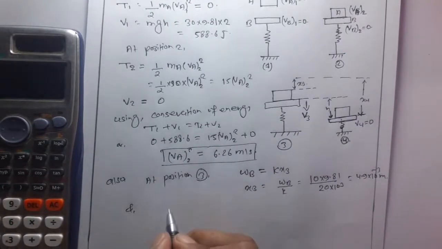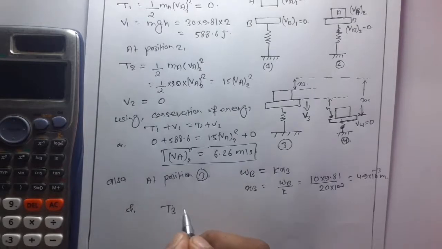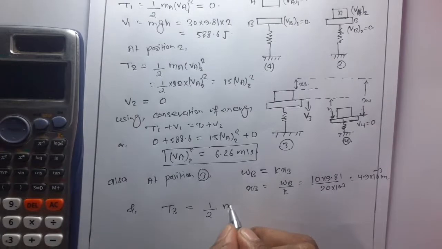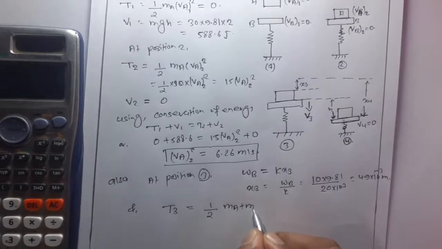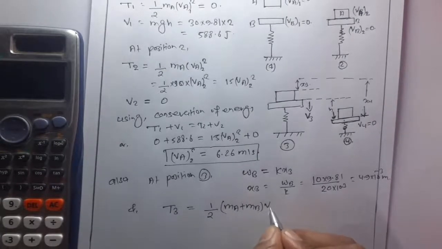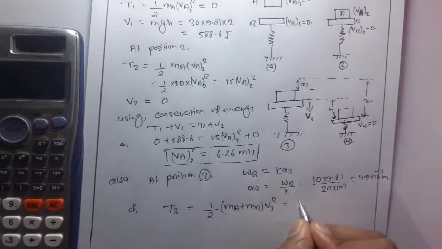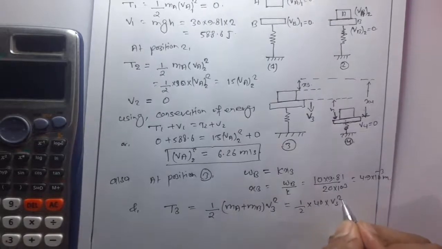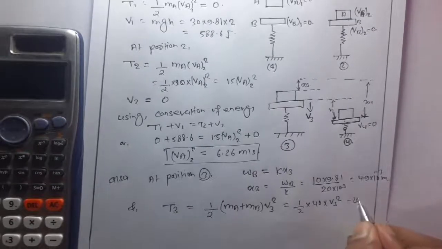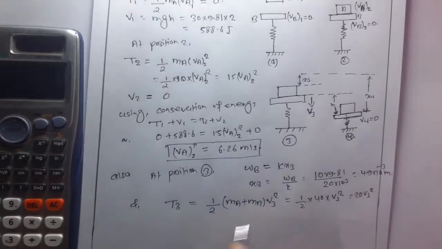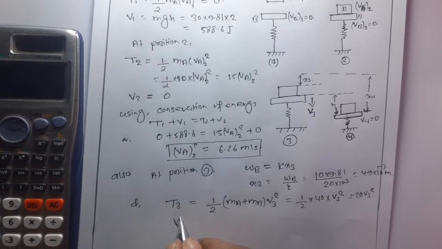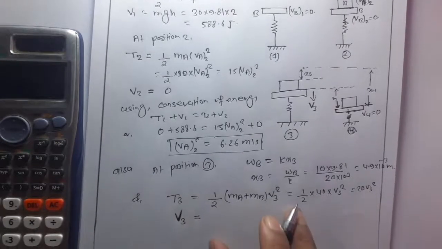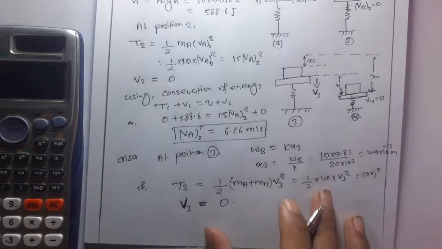And T3 is equal to 1 by 2 (mA plus mB) v3 square. So this is 1 by 2 into 40 into v3 square. That is 20 v3 square. And this is the potential energy V3, which is equal to 0.